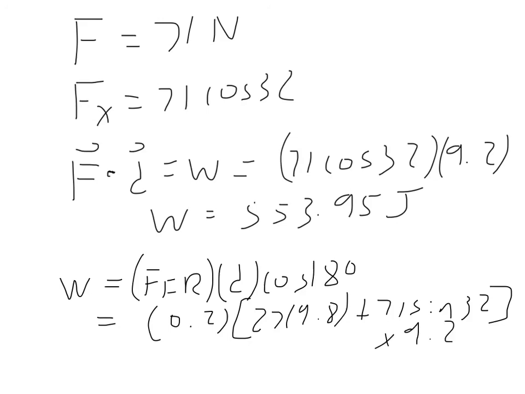So 0.2 times 27 times 9.8 plus 71 times the sine of 32, and then you're multiplying that whole thing by the displacement of 9.2, and you should get something that is roughly equal to the work done by the person, 553.95 joules.